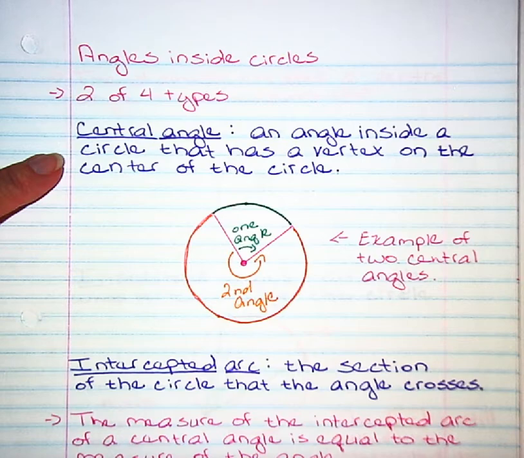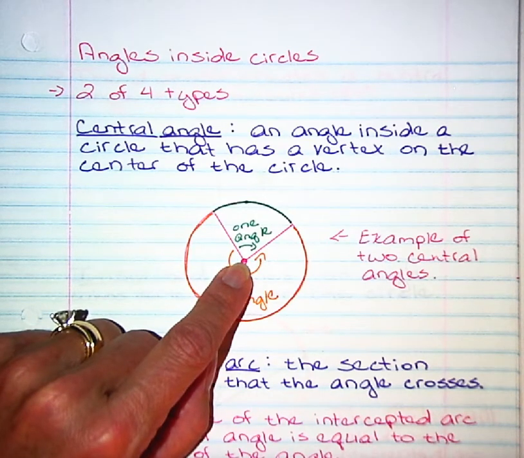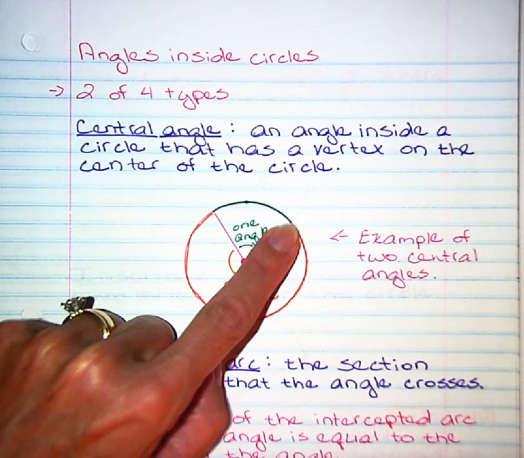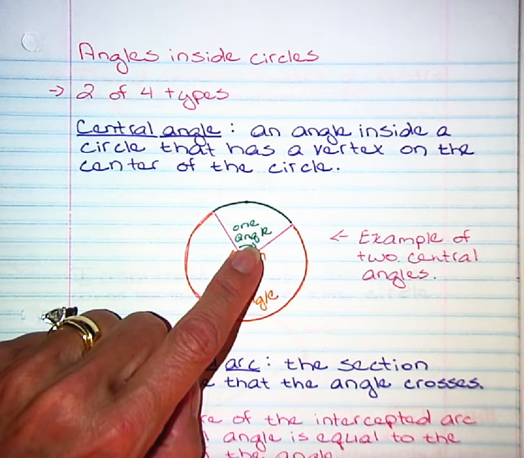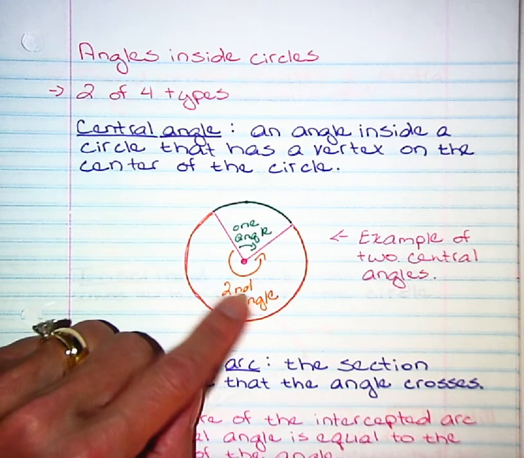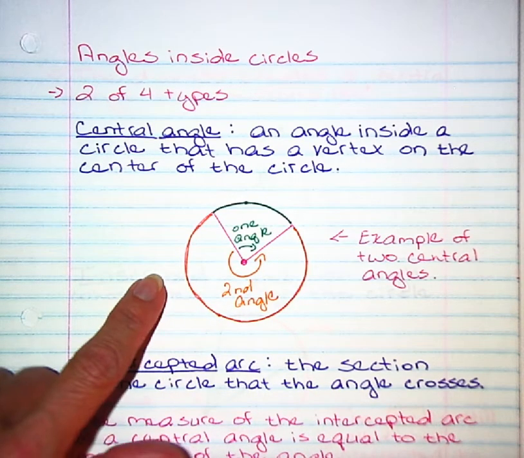A central angle is an angle inside a circle that has a vertex on the center of the circle. So you can see here, the pink angle right here is a central angle. And actually it creates two angles. It creates this little one right here, and it creates this big one outside of it. So those are two different central angles.